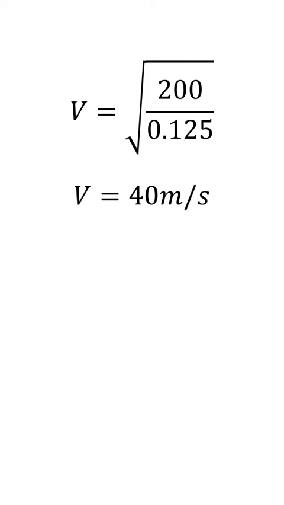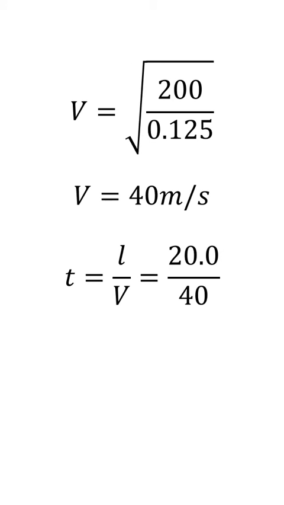Now, as we know, V is equal to distance upon time. Here, distance is equal to length. So, time can be given as length upon velocity, which is equal to 20.0 divided by 40. So, time required is 0.5 second.